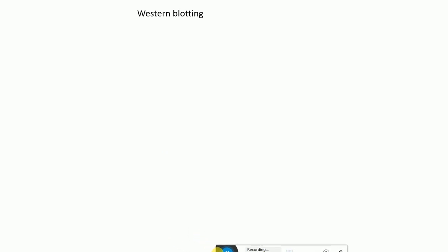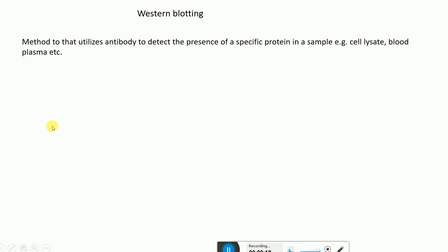In this lecture today, I'm going to discuss Western blotting, one of the very commonly used methods in biochemistry to detect the presence of a specific protein in a given sample. The method of Western blotting utilizes antibody to detect the presence of a specific protein in a given sample, and this sample can be cell lysate or blood plasma or any other sample.